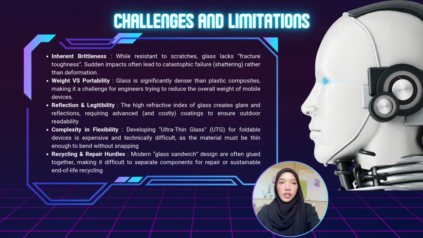Looking toward the future, flexibility is the new frontier. Creating ultra-thin glass for foldable phones is an incredibly complex and expensive process, as the material has to be thin enough to fold but strong enough to survive thousands of cycles. And lastly, there is the repairability factor. Because modern designs often bond glass to the frame with permanent adhesives, a single crack often means replacing the entire housing, which is costly for the consumer and creates more electronic waste.